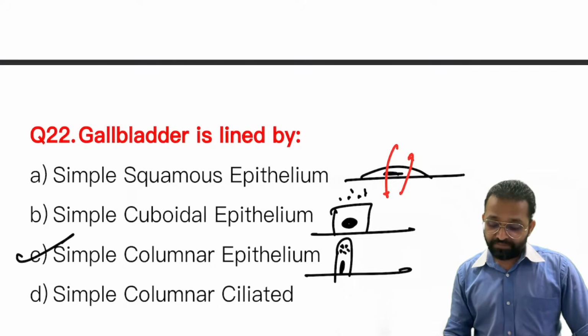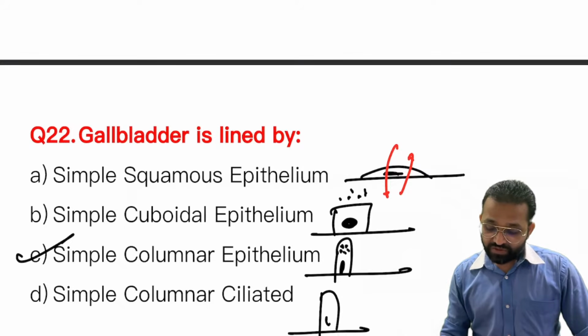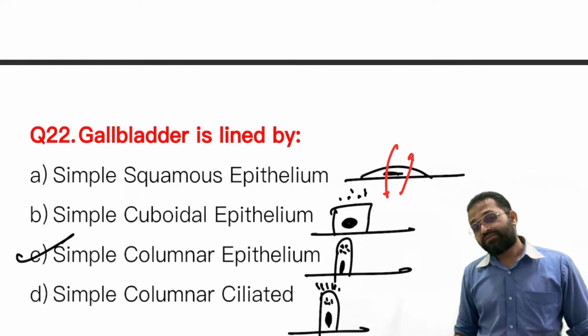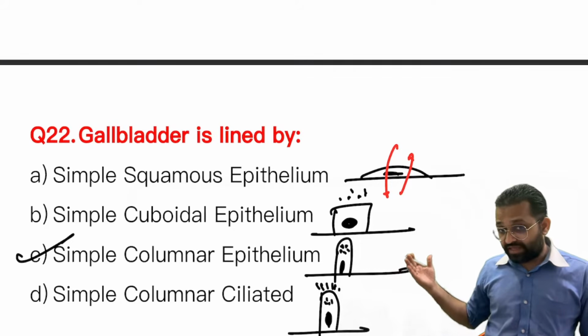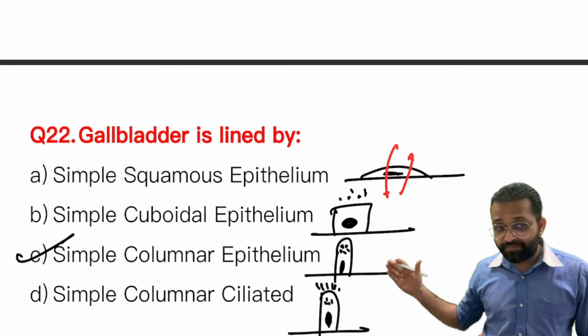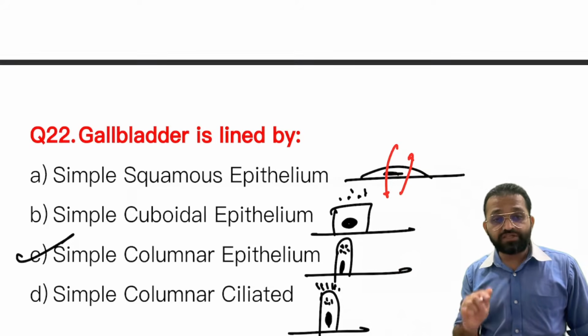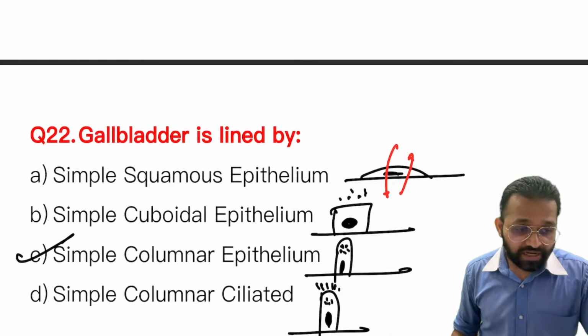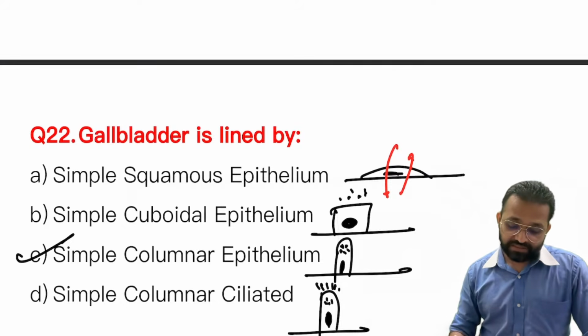Simple columnar ciliated. So there is our columnar epithelium, they are storing, but there is also the presence of cilia. When you have to show motility, then there is simple columnar ciliated epithelium. Here, no need of motility. So the answer is C. Yes, Priya, Sudhir, right, Ram Swarup. Very good. Answer is C.